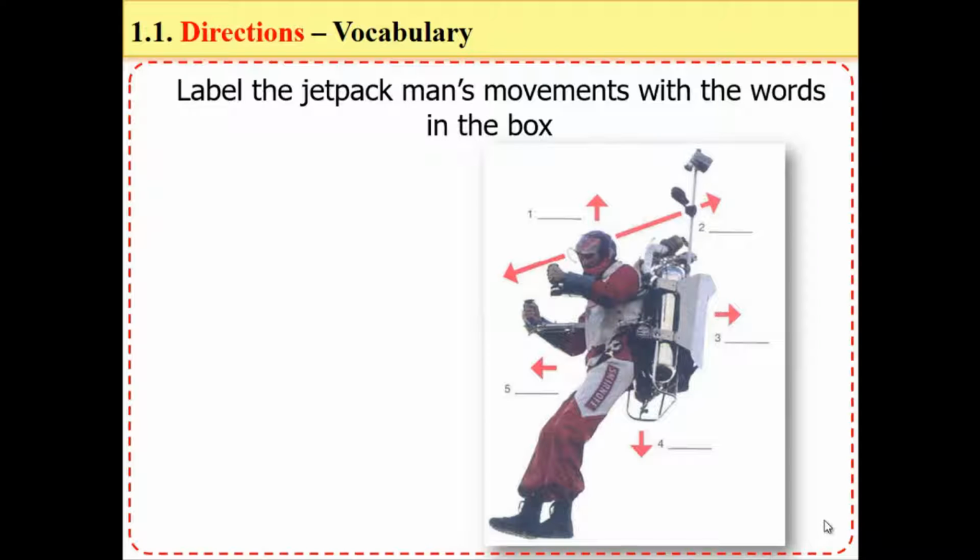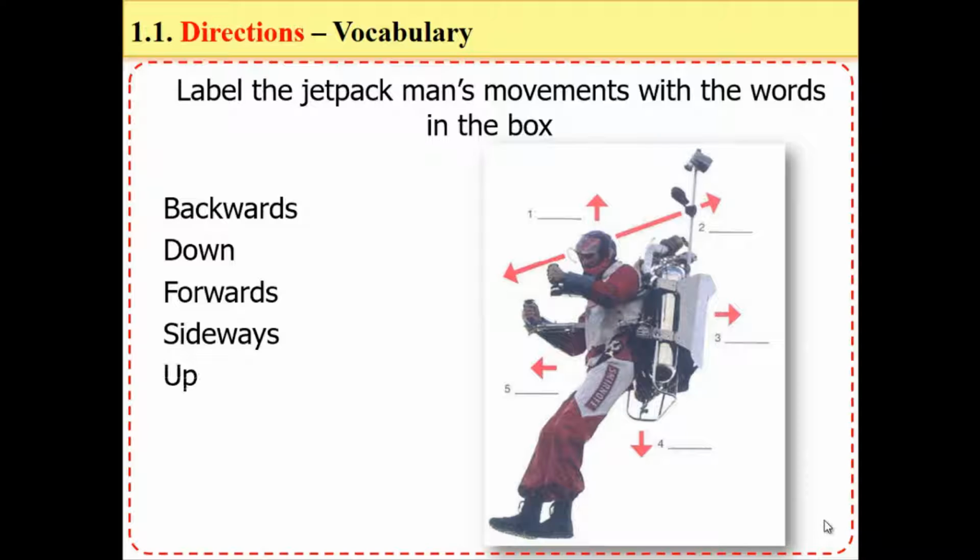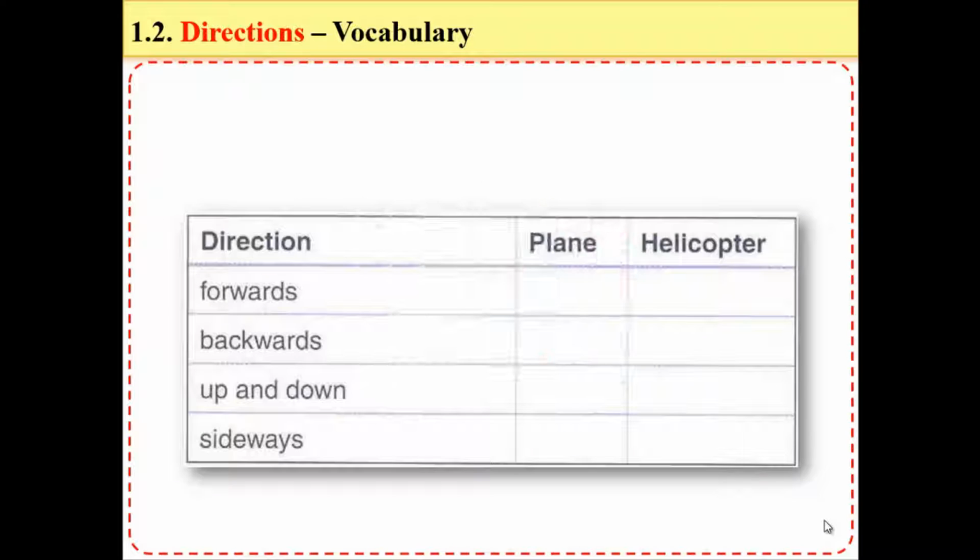Label the jackbar command movement with the words in the box: backwards, down, forwards, sideways, up. And check your answer first. Up, sideways, backwards, down, and the last one, forwards. We have to keep moving to learning vocabularies.